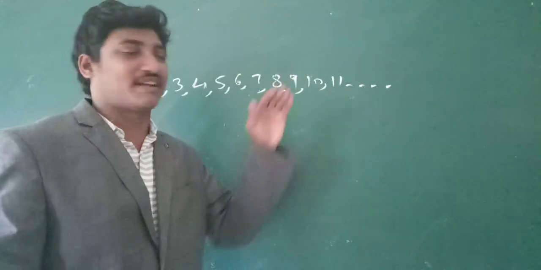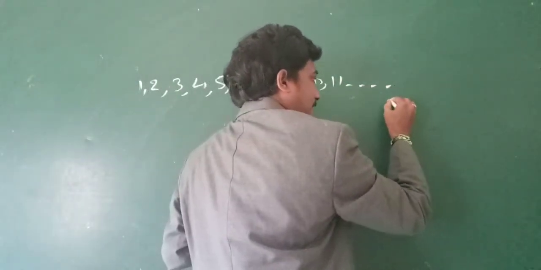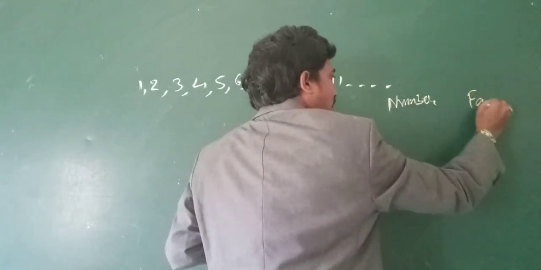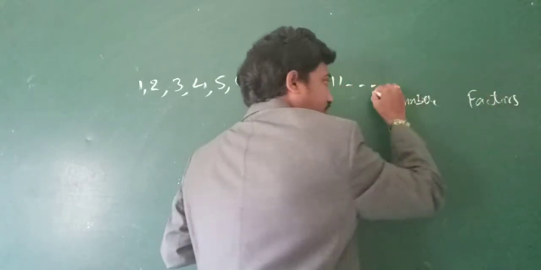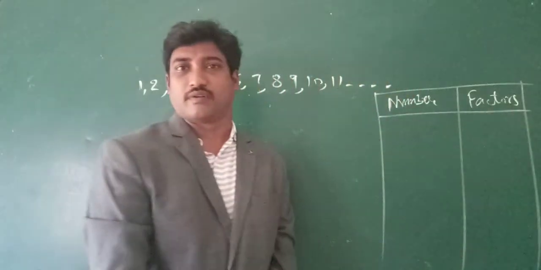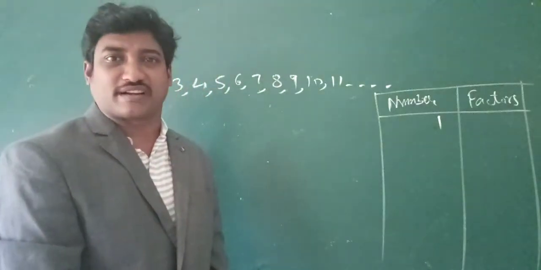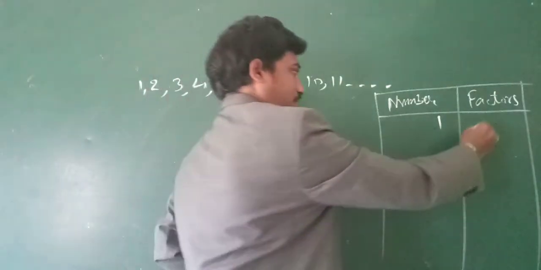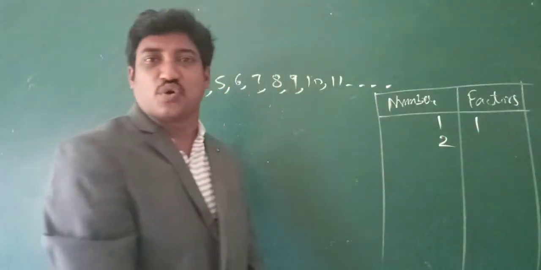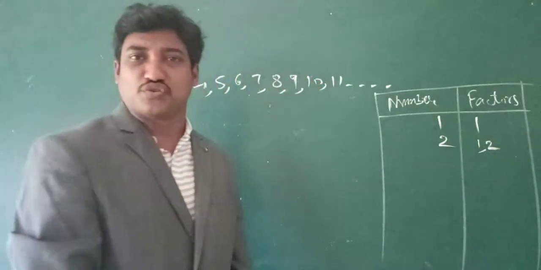Now I am writing these numbers and their factors. Number 1 has only one factor, 1. 1 can be written as 1 into 1. 2 can be written as 1 into 2. So 1 and 2 are the factors of 2.